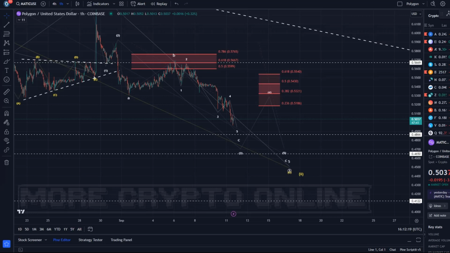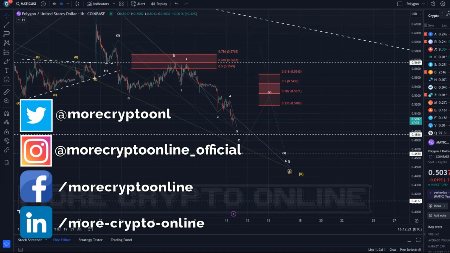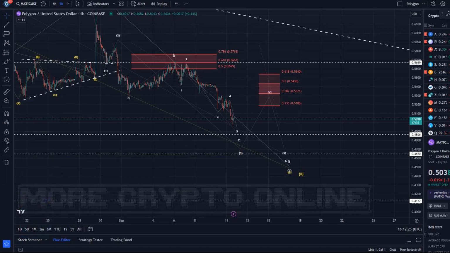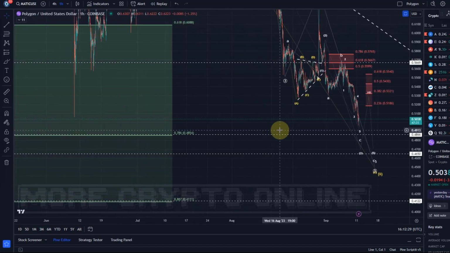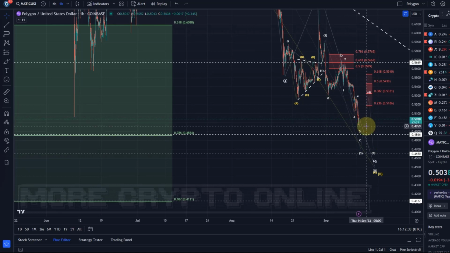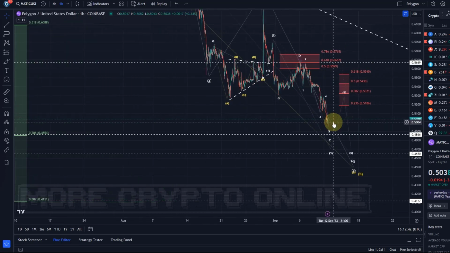MATIC is continuing with the plan. We continue to see further price declines. The last update I highlighted that it would be very useful, and likely in the current wave count actually a requirement, to see a low below the 10th of June low, so below 50.6 cents. And this has now been achieved today successfully.